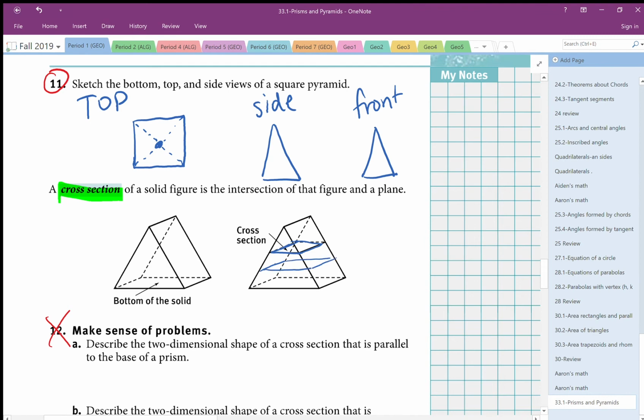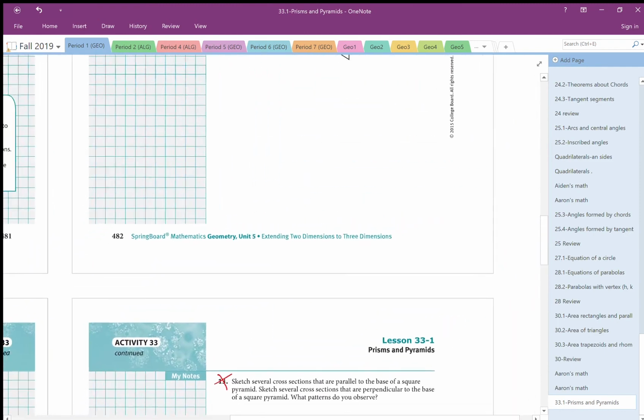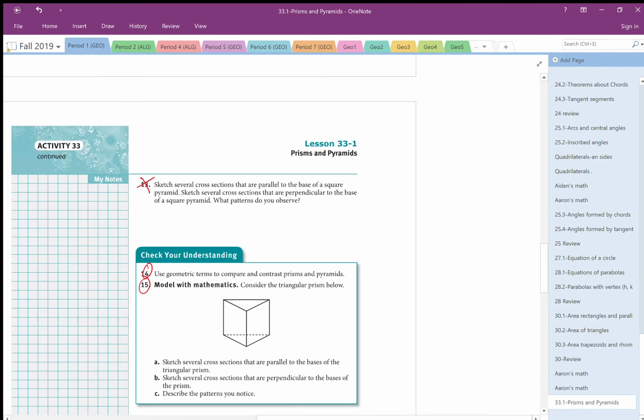It would look like that. This would be the rectangle that I cut out of it. So it depends on where you cut it. It also depends on whether you cut it horizontally like that or vertically like that. Okay, so we'll talk about that as we go through some problems. Skip number 12. We have one up here, number 14.